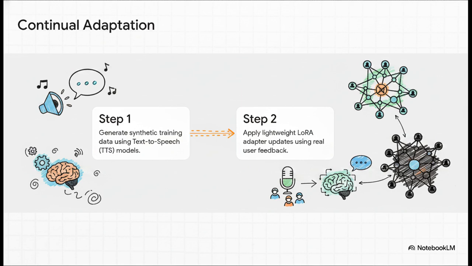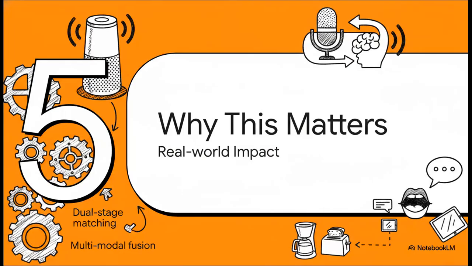Then in Step 2, as you use the device in real life, it applies lightweight updates using something called a LoRa adapter. Instead of retraining the whole massive AI model from scratch, which takes forever, it just tweaks a tiny, highly specific part of the network's memory. Finally, Section 5, why this matters.